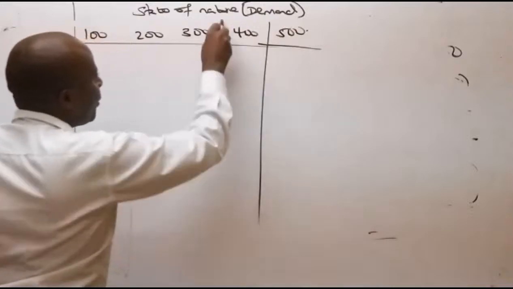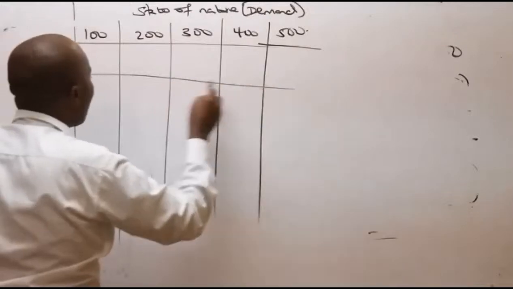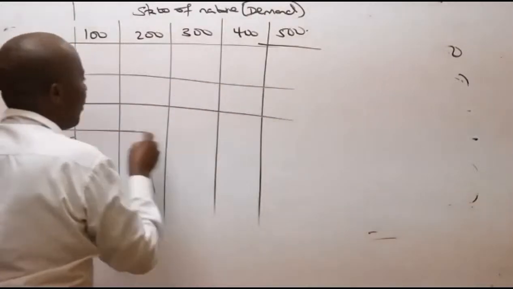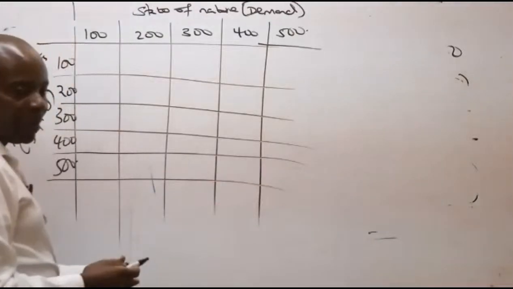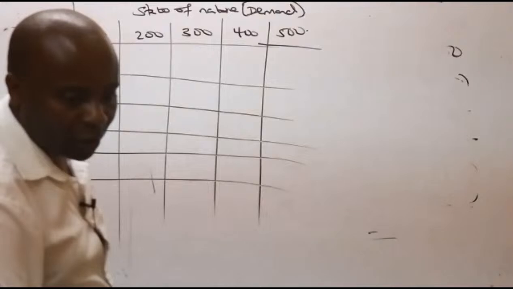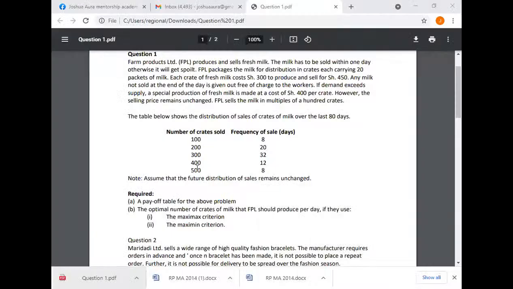So then, ladies and gentlemen, what we're going to do is to have our cells. Where did I get this 100, 200, 300, 400, all the way up to 500? Where I got them from is here. In this particular question that you happen to be having on your WhatsApp, they have told us the number of crates sold. You can see from 100 to 500, right? So these are the ones that I've worked around to be able to get the supply and the demand. So ladies and gentlemen, we can now read here.